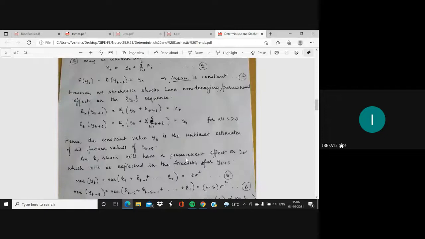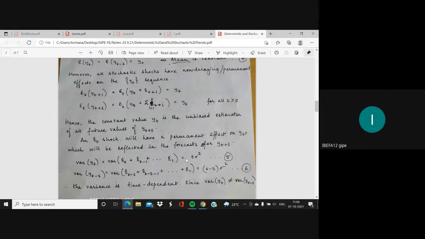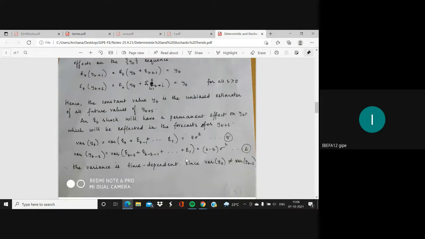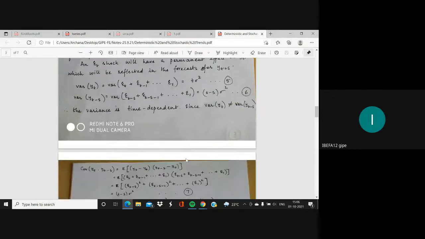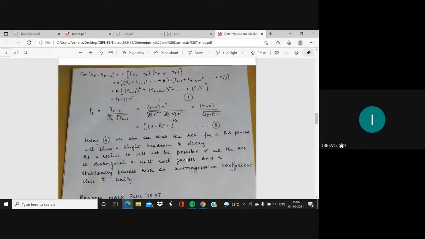Just remember that the mean is constant for a random walk process, so one condition of stationarity is satisfied for a weakly stationary time series. But the second condition, that the variance should be constant or finite, is being violated here. Now, if you look at the covariance between yt and yt minus s, here you will find that the covariance is a function of the lag. It depends on yt minus s sigma square.